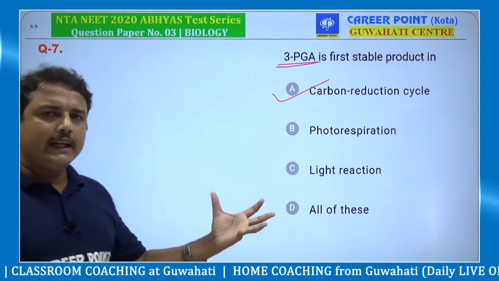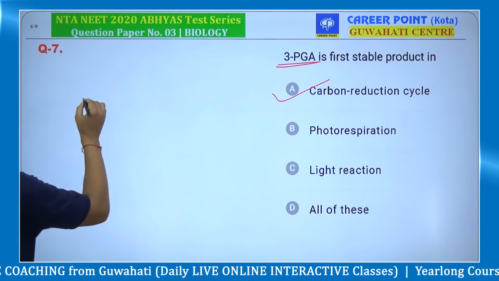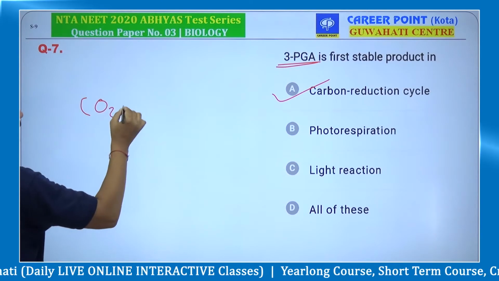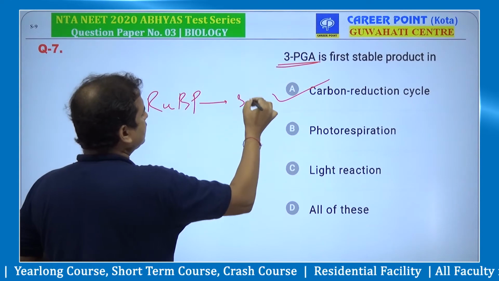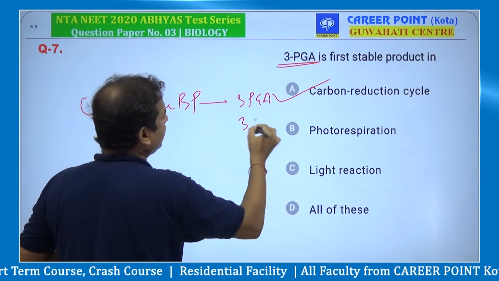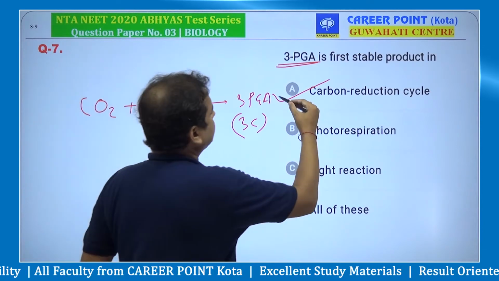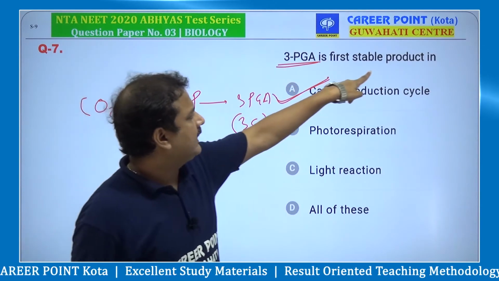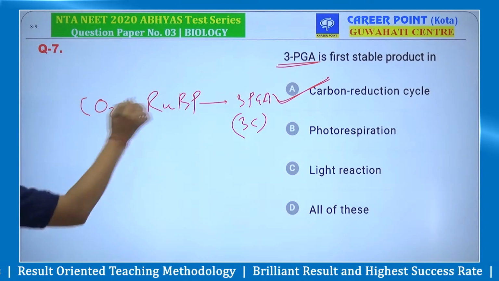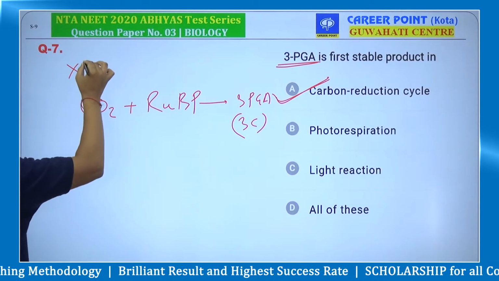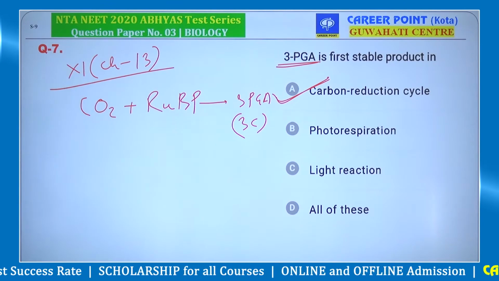So why is it named C3 cycle? Because the first stable product after carbon dioxide reduction, where carbon dioxide is reduced by RuBP, that is ribulose bisphosphate, is 3-PGA, and it is a 3-carbon compound. So that is why that cycle is called the C3 cycle, and here the answer is A. So 3-PGA is the first stable product in the carbon reduction cycle. Clear?